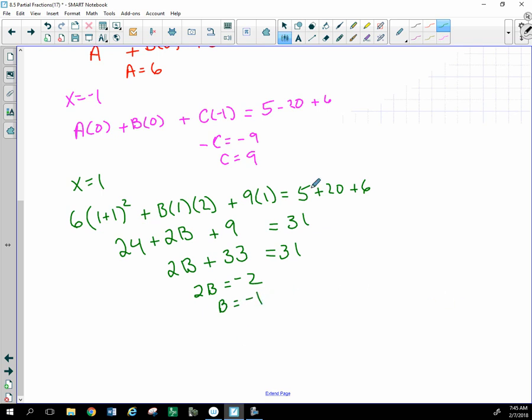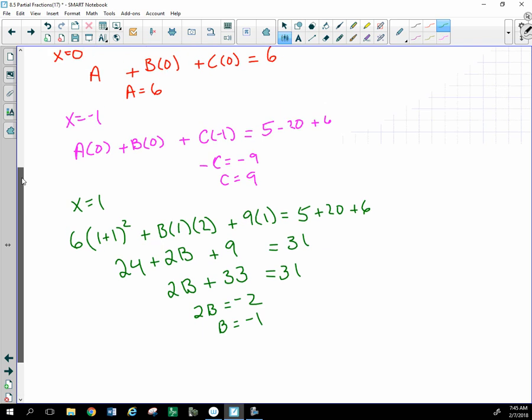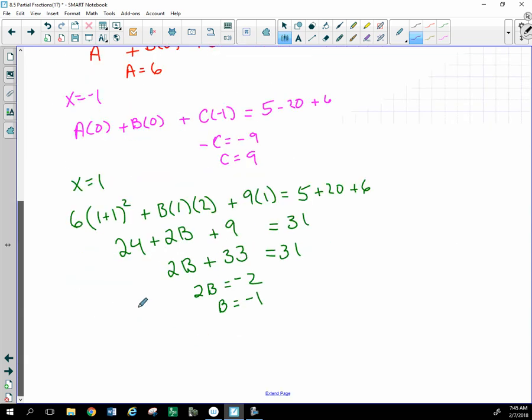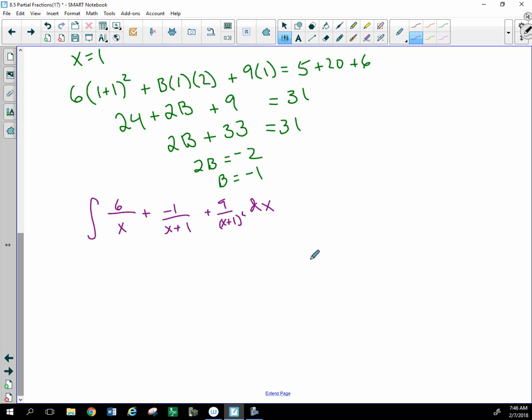Now that I've got this all broken down, I can substitute it back into my partial fraction equation up here and get my answer. So I know a is 6, c is 9, and b is -1. So we've got a, which was 6, over x, plus b, which was -1, over x plus 1, and c was 9 over x plus 1 squared. There you go. So that's the actual integration problem I'm going to use.